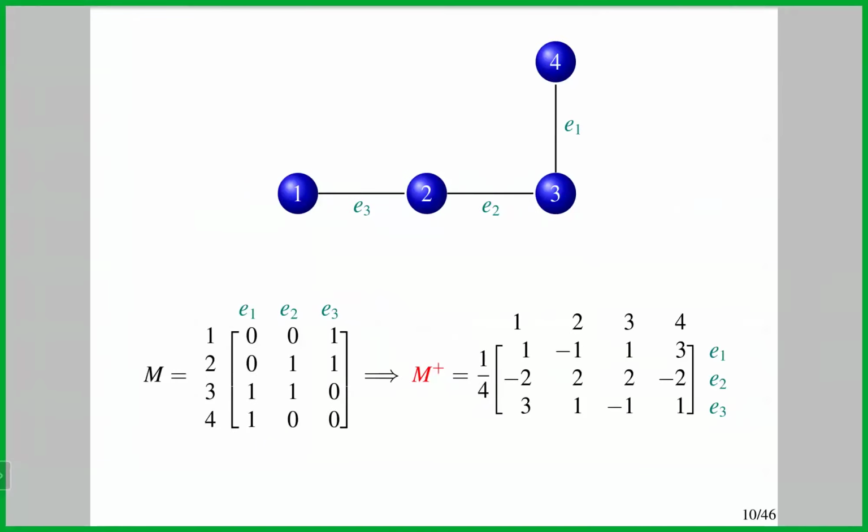So I have the calculation. You can find M plus easily, and it is given on the right of the screen. The rows of M plus are indexed by the edges, and the columns of M plus are indexed by the vertices. Now look at the entries and try to think about what they are saying about the graph. For example, you see that 1/4 is a common factor. So what is this 4 saying about the graph?